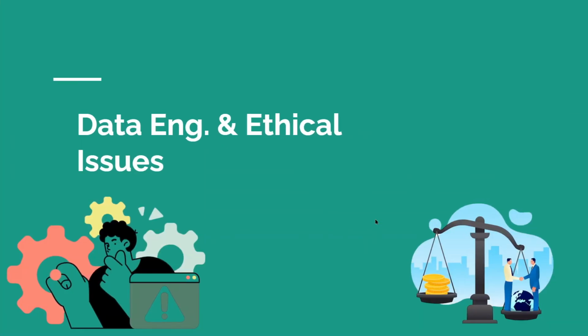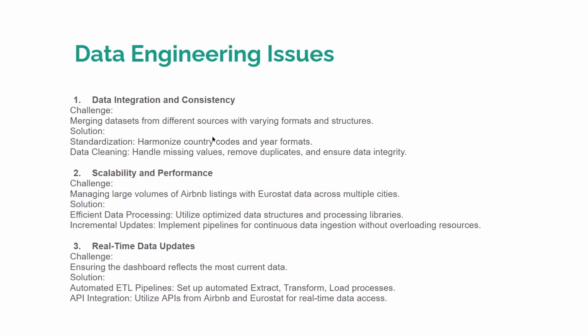So let's move on to data engineering and the ethical issues. First is data integration and consistency. Merging datasets from different sources with varying formats and structures will be really challenging, because they have really different formats, and using them together, merging, would take some time. Second is scalability and performance. When we use a large number of cities and we analyze a large amount of data from Airbnb and Eurostat, there will be problems with scalability. So it should be solved with efficient data processing and incremental updates, etc.